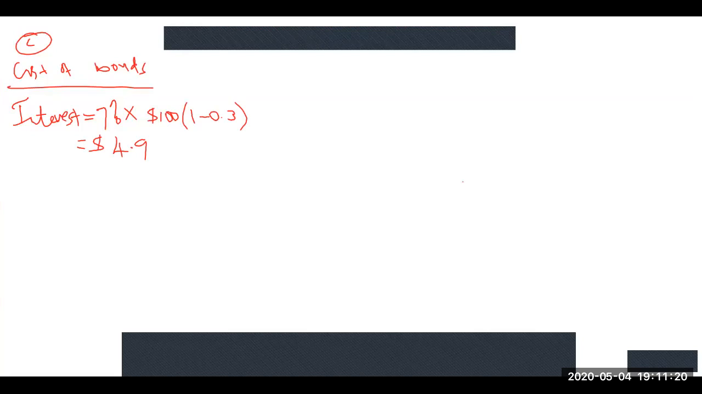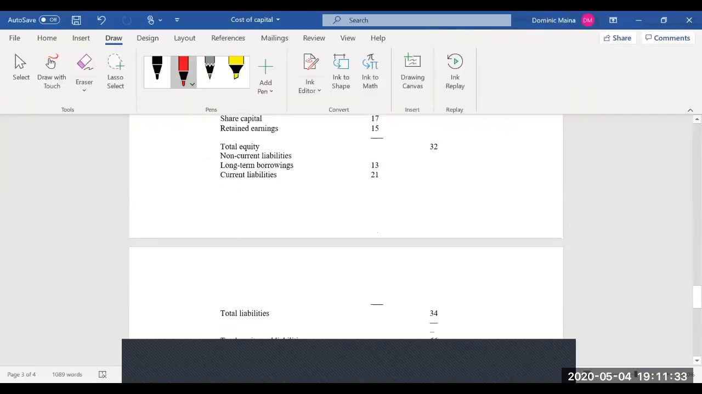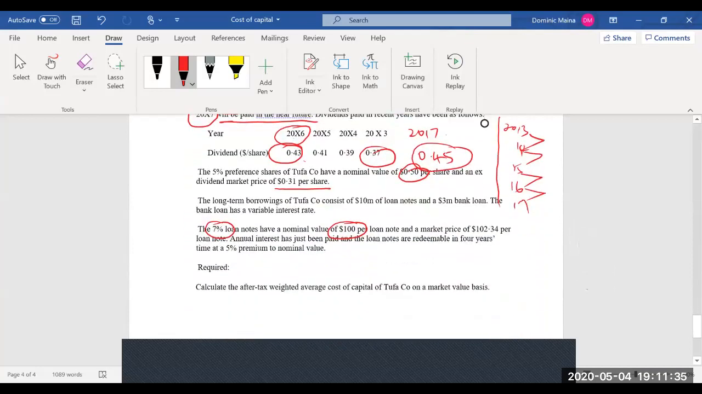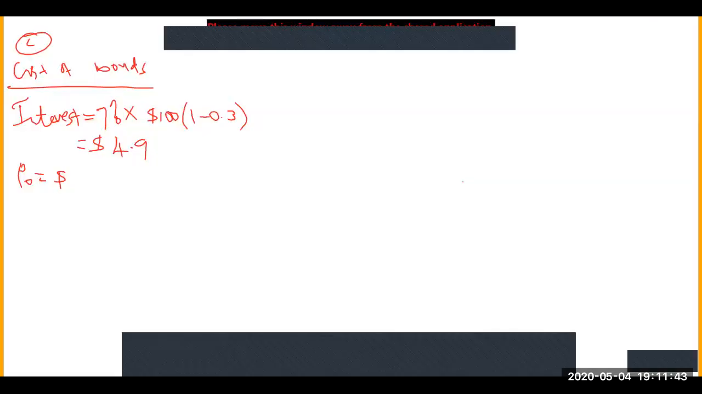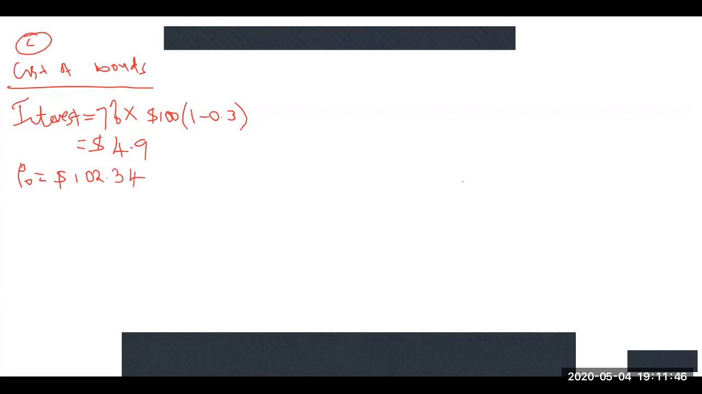Then I calculated the IRR. So what is the market value of this bond first? The market price is 102.34. Yes, so you have 102.34 to be the market value of this bond. So you did say that P naught 102.34 is equal to the interest 4.9 times present value factor. How many years to redemption?